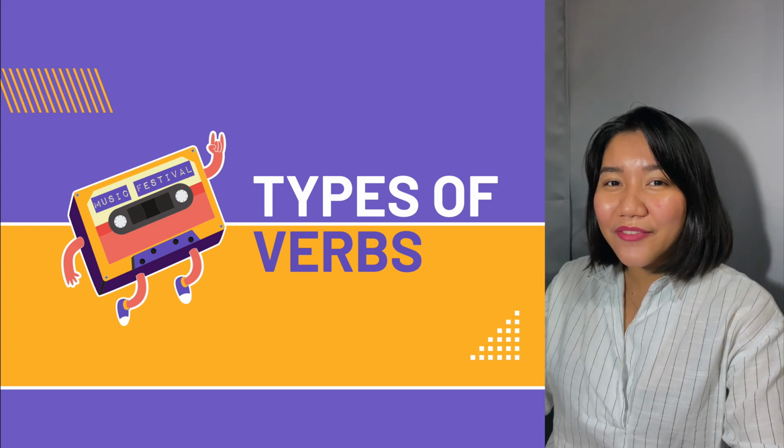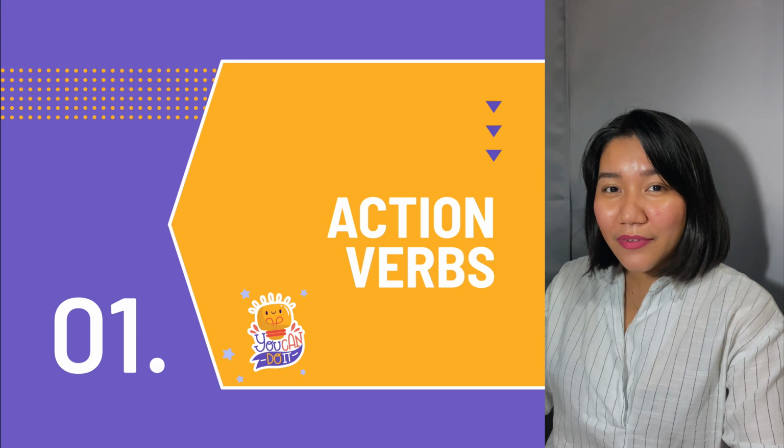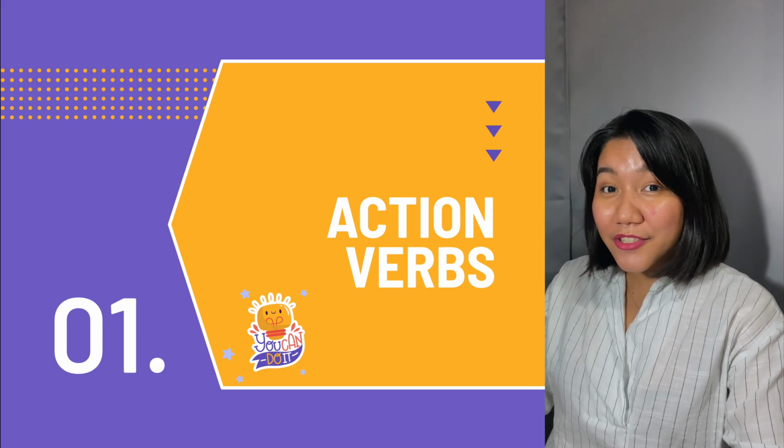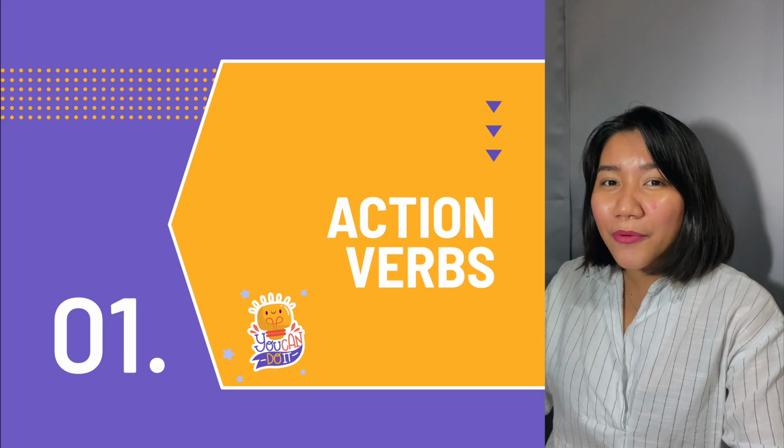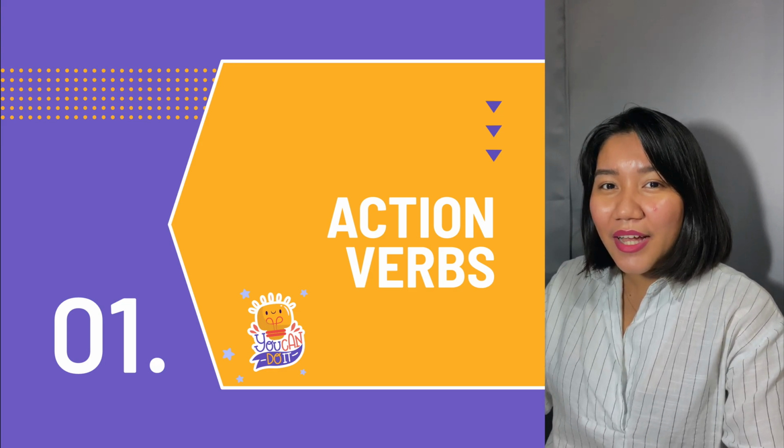First up, we have action verbs. Action verbs show, well, action. An action refers to anything you can physically or mentally do. Let's take a look at these sentences.